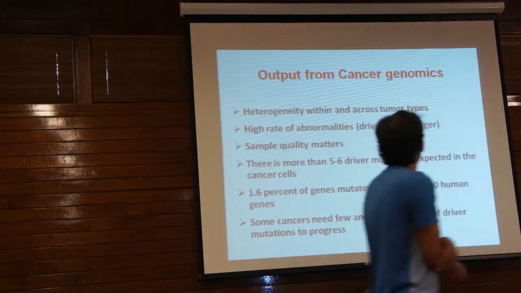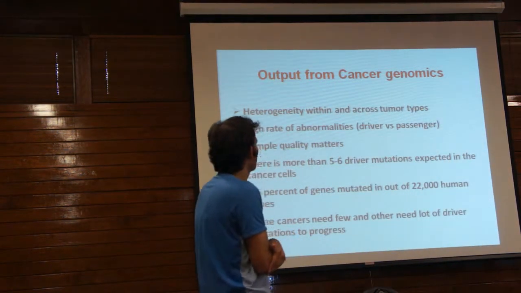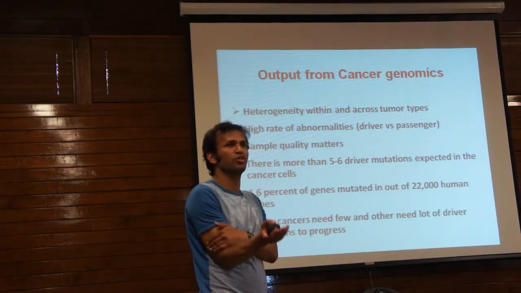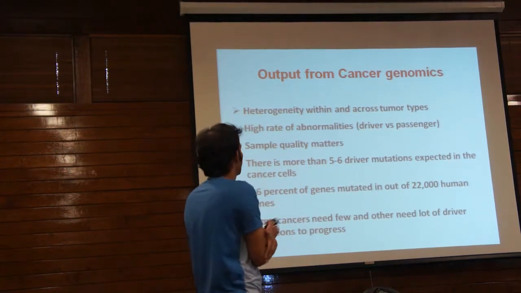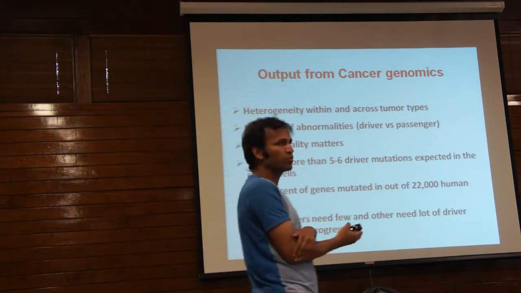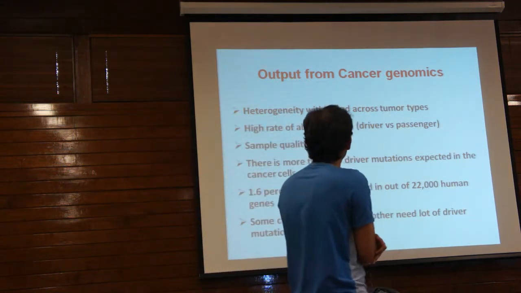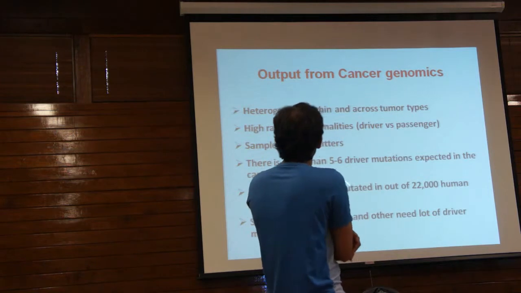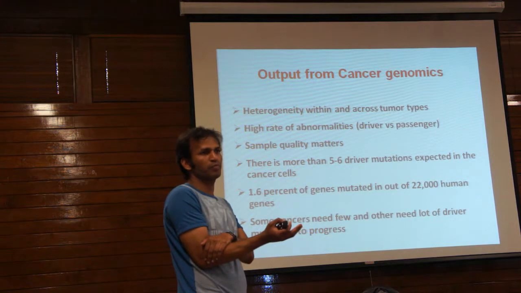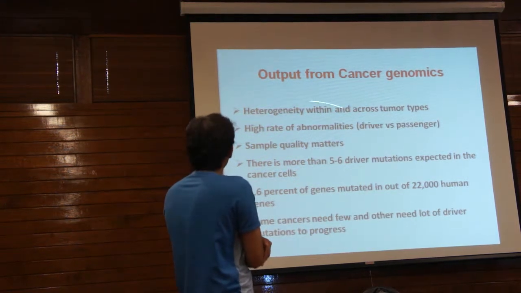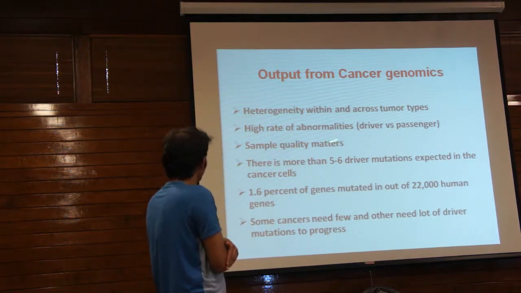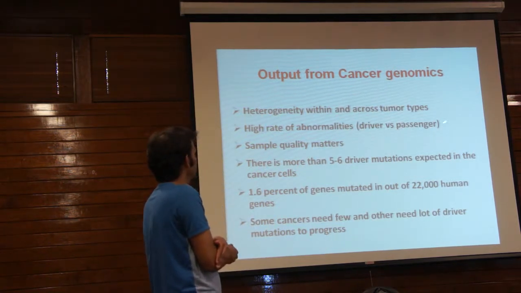So what are the outputs from cancer genomics? If you get all the sequences from cancer genomics, you can probably say that mutations happen in certain flexible regions of the DNA. You can acquire all the data from these portals and use bioinformatics to check how that happens. What they found is that each cancer is different, each patient is different, and there is a lot of heterogeneity across these tumor types, and a high rate of abnormalities, meaning there are a lot of driver and passenger mutations.